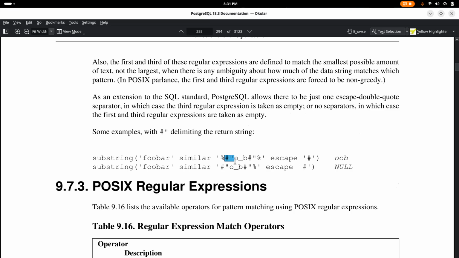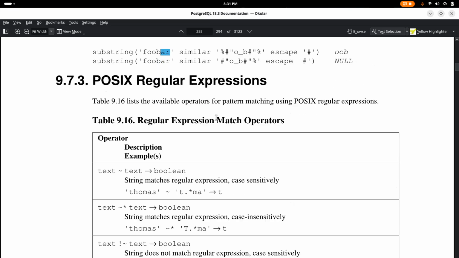And then we have O underscore B, which will match OOB. And then we have the separator and percentage. So the last percentage will match AR. So this is basically OOB. And similarly, you can understand why this does not work. Okay, there is no percentage here to match the F or AR.